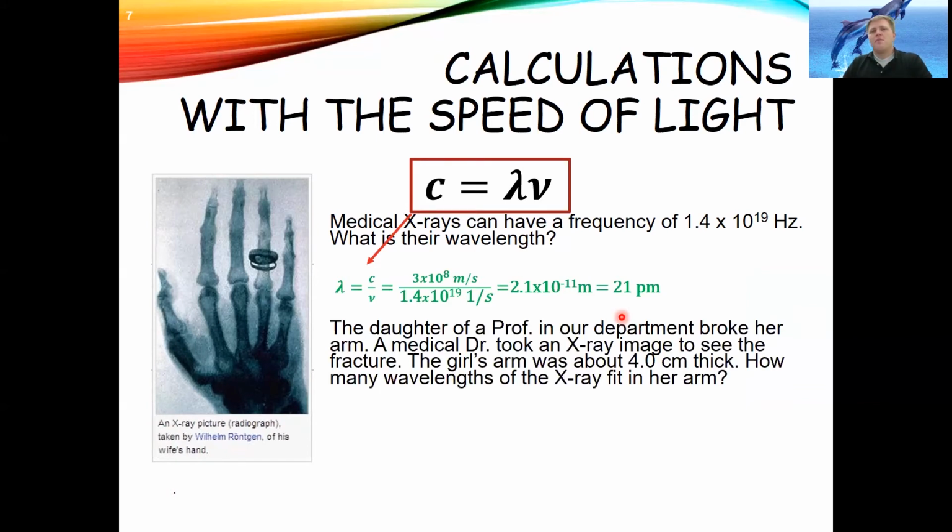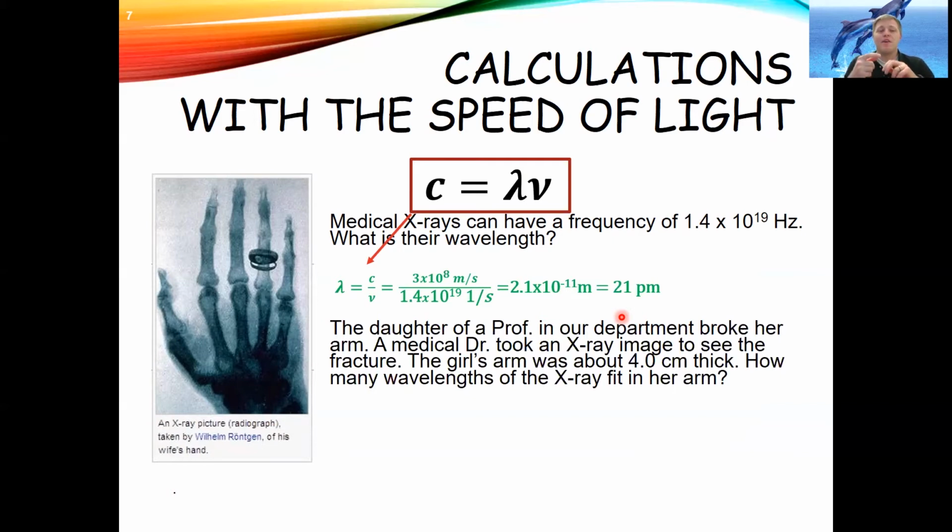Now let's put that in context. There was a daughter of a professor in our department who, when she was a little girl, broke her arm. And they went to the doctor, the medical doctor. So I'm an academic doctor, or the original doctor. But they took the daughter to a medical doctor and had the doctor take an x-ray of the fracture. And so we don't really care about what the bone looked like, but what we're going to worry about is that the little girl's arm was about 4 centimeters thick. So that's only about 1.5 inches thick. Oh, that poor little girl, poor little arm.